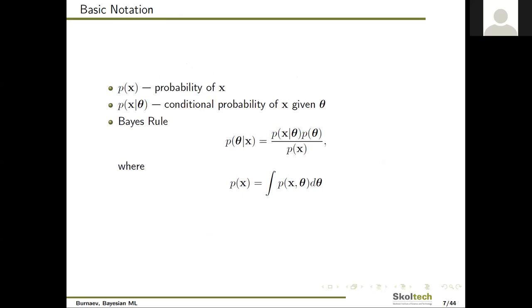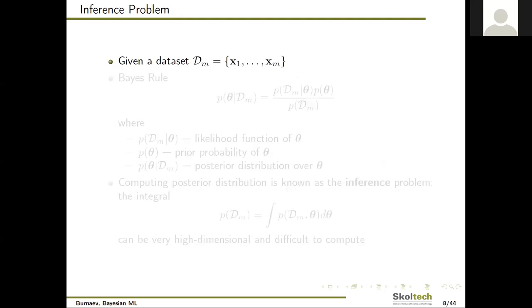Basically, we have some probability for X, some conditional probability for X given some parameters theta, Bayesian formula. And evidence is the bottom of the formula, which has the following form, or you can decompose this into the product of likelihood and probability. Okay, nice and clear.